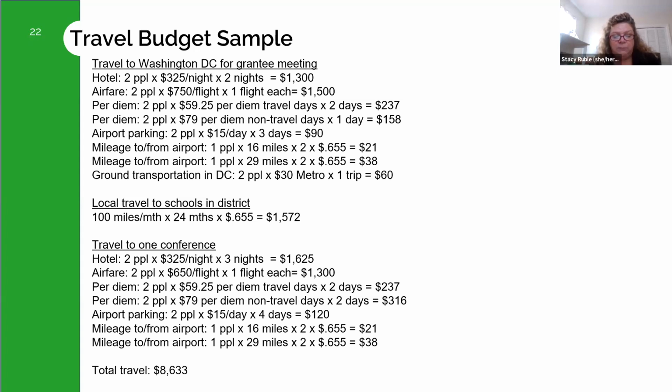You'll notice with the per diem, and this would have to be based on your own travel policy, but typically if you're following the GSA rate, it's going to be different for the travel days than it is going to be for the non-travel days. So check your own travel policy to see whether or not that is true for your policy. Next slide, please.